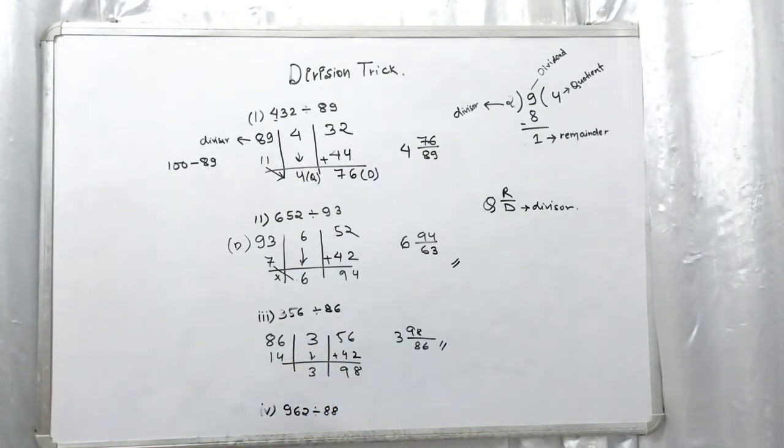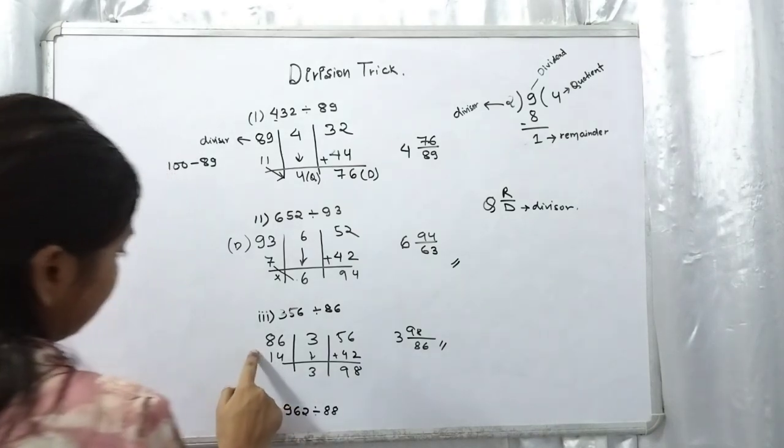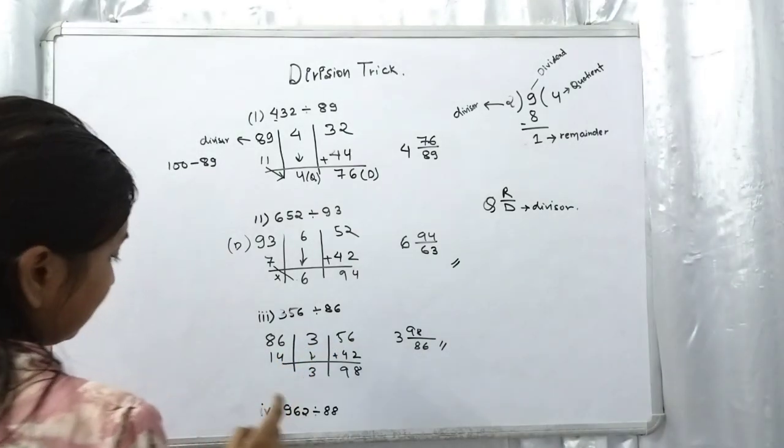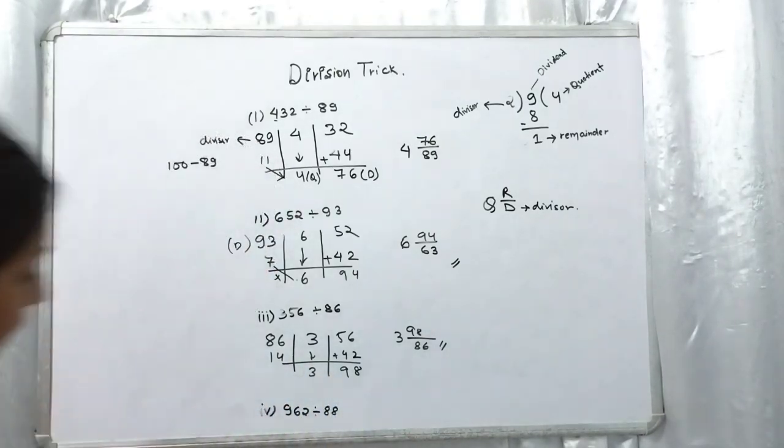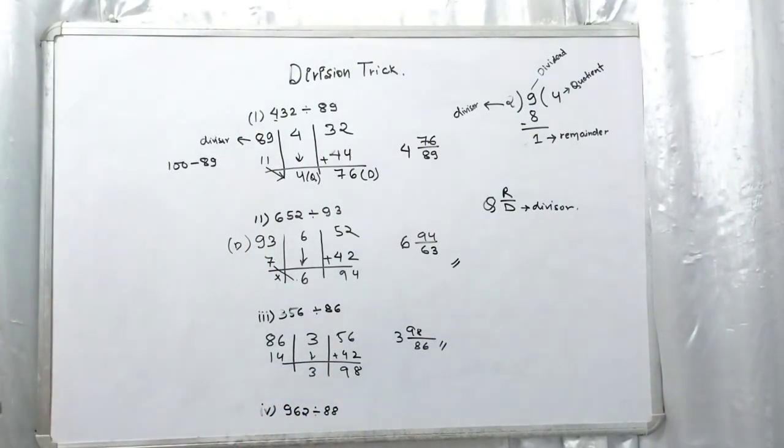See, again I am explaining that 3 5 6. So this is your last question.